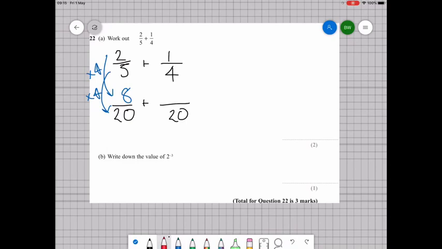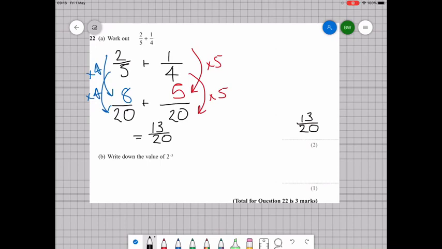Now on the right hand side, to get from 4 to 20 I times by 5. So I'm going to have to do the same in my numerator. So an equivalent fraction to a quarter is 5 over 20. So I've now got the two equivalent fractions. I can add those together. 8/20 plus 5/20 is 13/20.